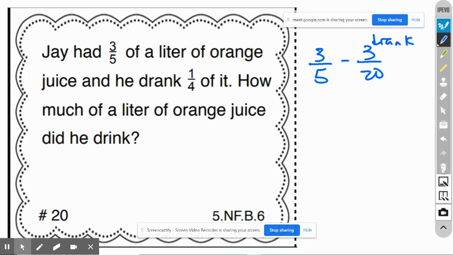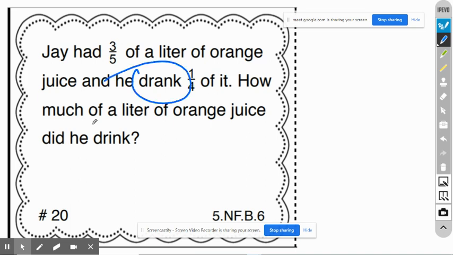But you don't have to do it. They just want to know how much he drank of the whole thing. I know this is tough. This is not easy. It took me forever when I was a kid to grasp this one. And remember, my teacher didn't even say this to me. She just said 3/5 of, you multiply.